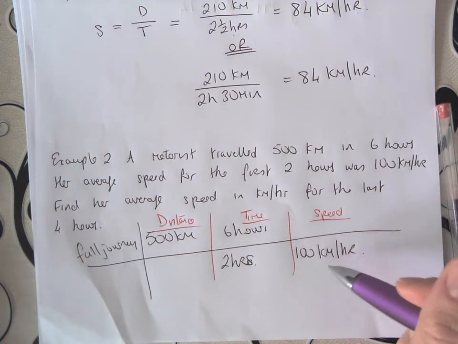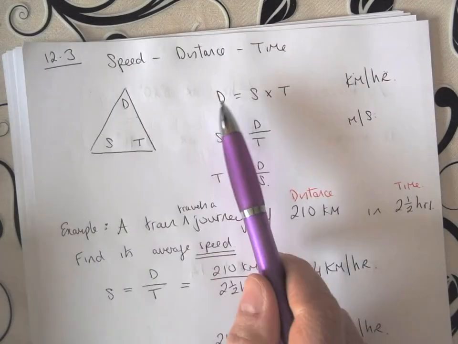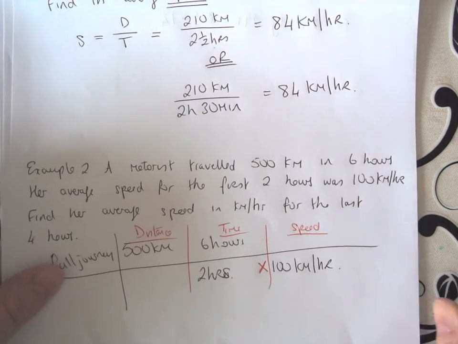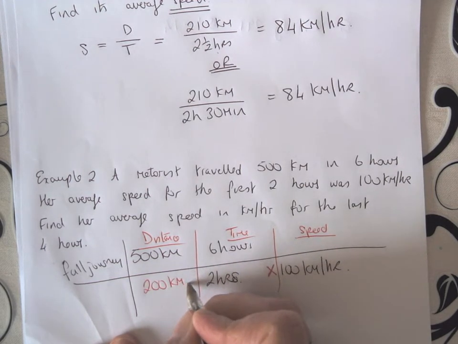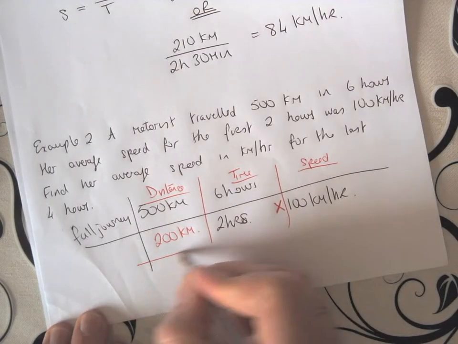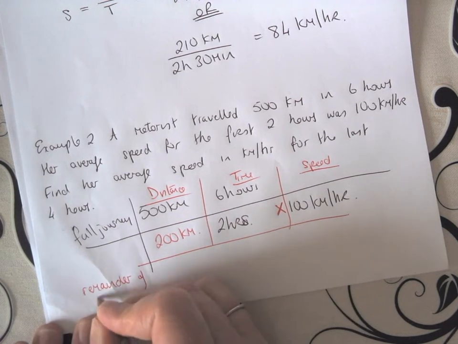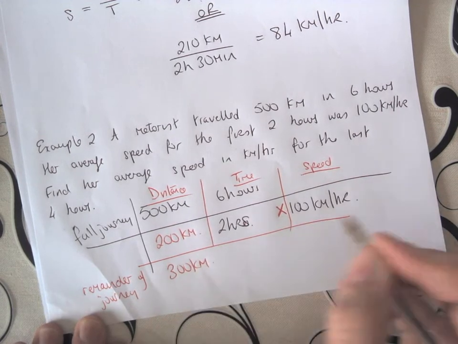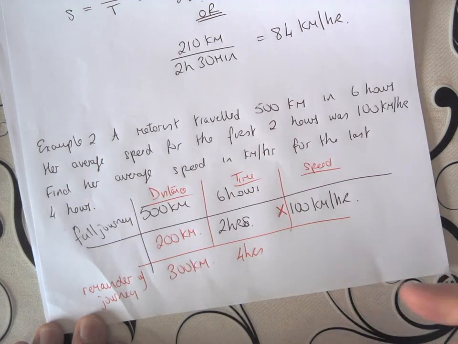In the first 2 hours they traveled 100 kilometers per hour. So what's my distance? Back up to our top, distance equals speed by time. If I multiply these, I'll get what distance they traveled in the first 2 hours. So the answer is 200 kilometers, because 2 by 100. So that means for the remainder of the journey they have 300 kilometers to travel and 4 hours to travel it. So find her average speed.